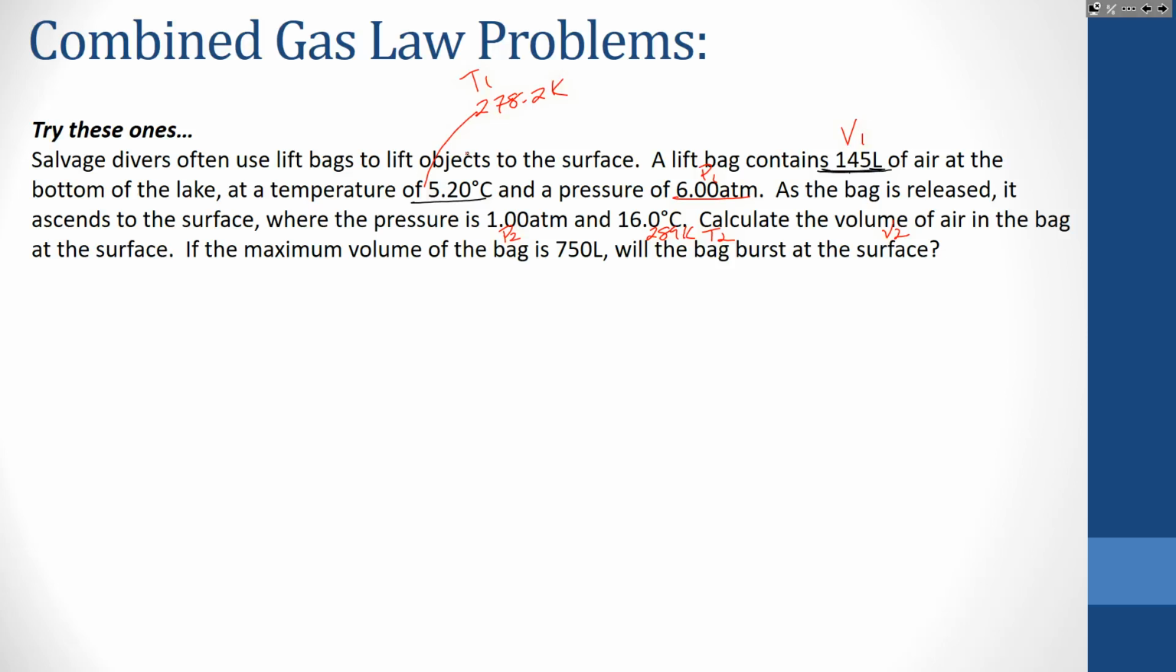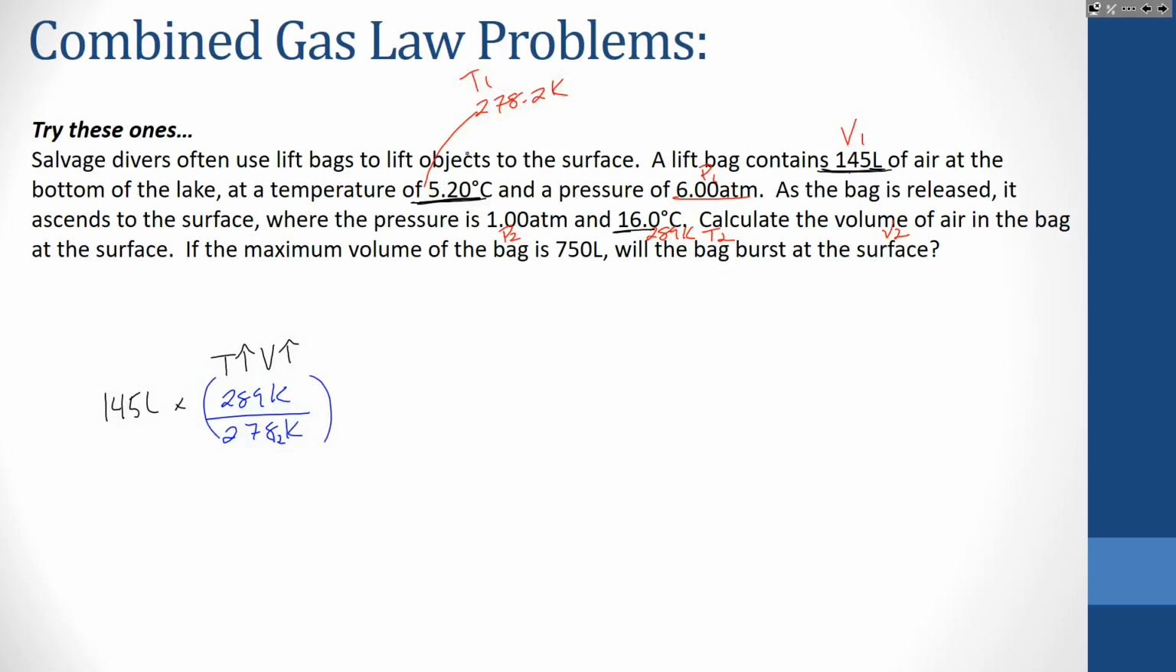So start off with what we have. We have our volume, 145 liters. And we're going to change this volume based on our temperature changes and our pressure changes. Let's look at temperature first. As the bag comes to the surface, it starts off at 5.2 Celsius and ends up at 16. So the temperature is rising. This is going to make the volume rise. So for that ratio, to make the volume get bigger, I want the bigger temperature on the top. So 289 Kelvin is on the top and 278.2 Kelvin is on the bottom. Now, that's our first ratio.